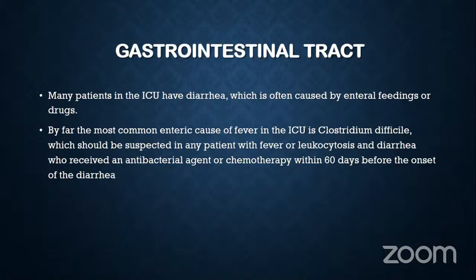The most common third source of infection in ICU fevers is the gastrointestinal tract. Many patients in the ICU have diarrhea, which is often caused by enteral feeding or drugs. By far, the most common enteric cause of fever in the ICU is Clostridium difficile. It should be suspected in any patient with fever or leukocytosis and diarrhea who received an antimicrobial agent or chemotherapy within 16 days before onset of the diarrhea.